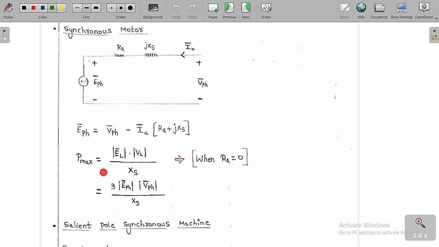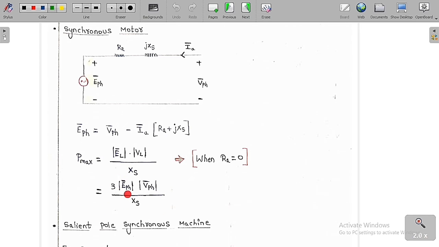So finally we can say the maximum active power absorbed is as follows. Whenever RA is equal to 0, the input power is equal to the output power, and the maximum power which can be sent is the three phase maximum power, equal to mod of EL bar into mod of VL bar by XS. In terms of phase, EL is equal to root 3 E phase and VL is equal to root 3 V phase. So we get 3 into mod of EPH bar into mod of VPH bar by XS. This is called the maximum three phase power.